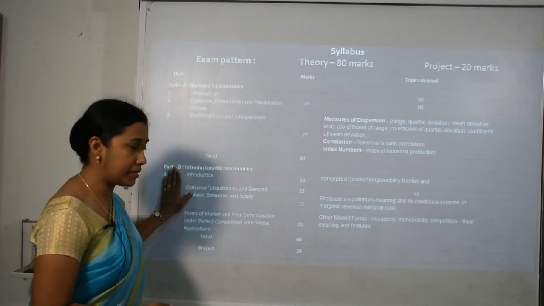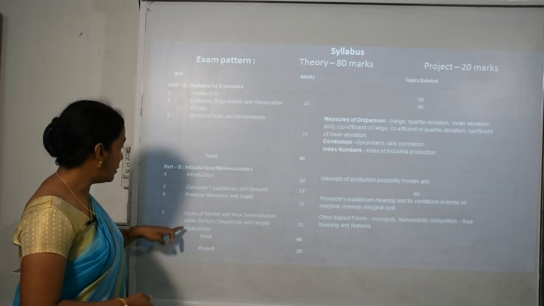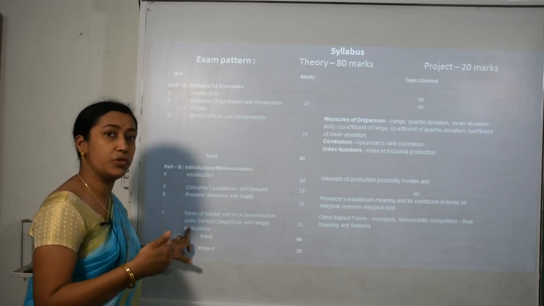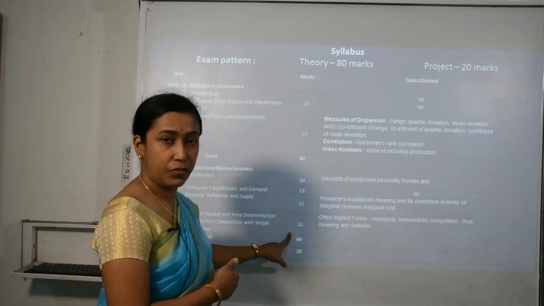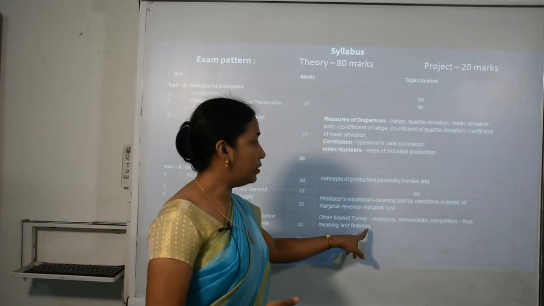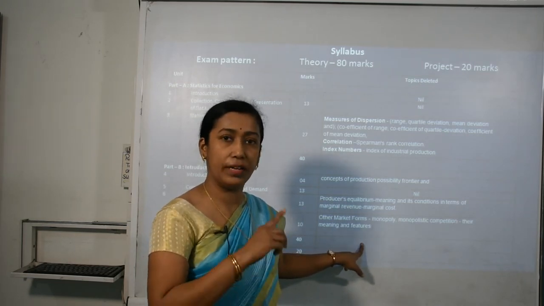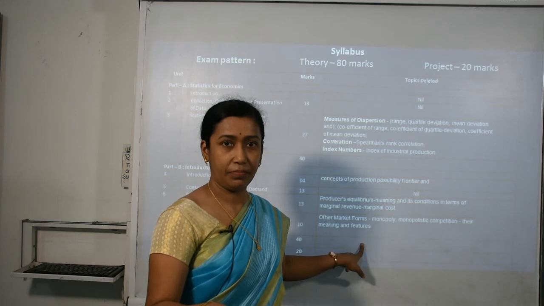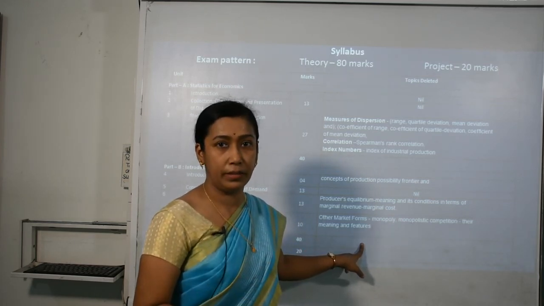As far as economics is concerned, this is part B, introduction to microeconomics, and these are the 4 units in which you will have certain chapters. These are the marks contributed by each and every unit, and these are the portions which have been deleted from your course. Of course you will still find them in your books because the publication is old, and the new publication is not yet available in the market.